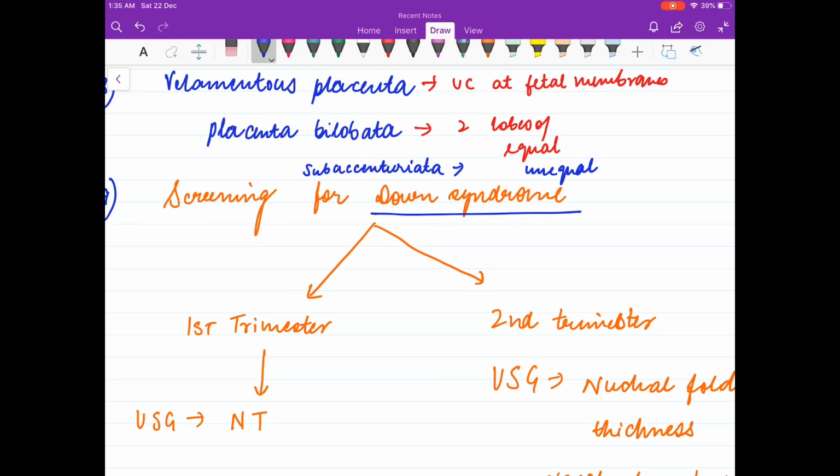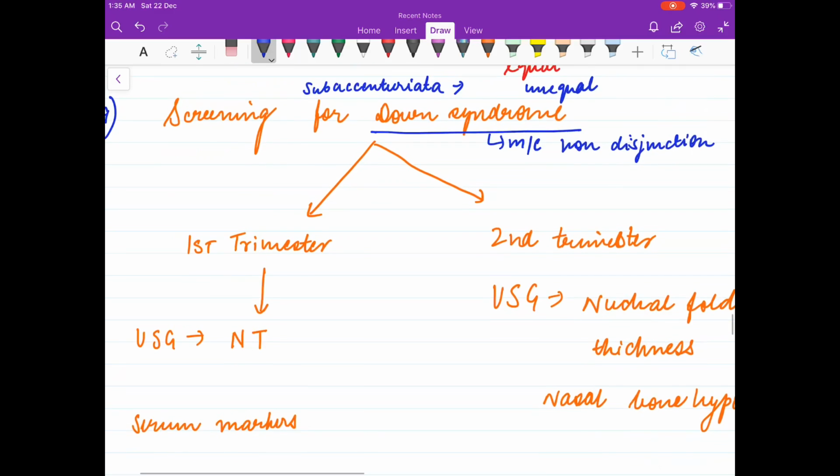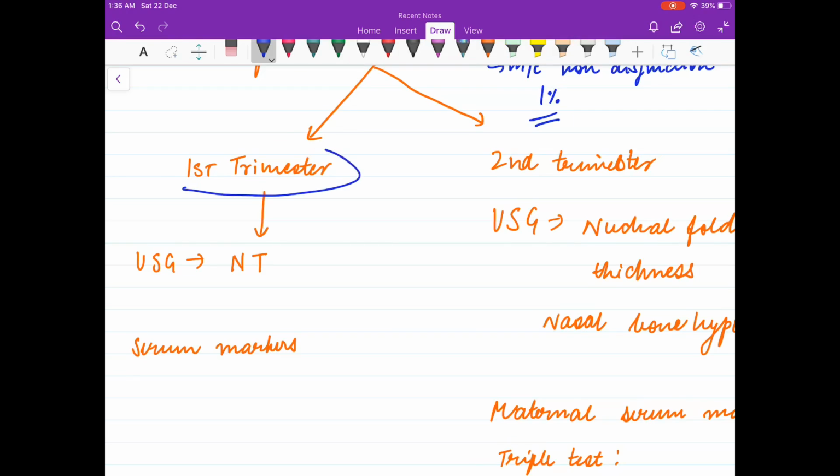Now we will do the screening for Down syndrome. What is the most common cause of Down syndrome? It is non-disjunction. And what is the risk of recurrence? It is 1%.